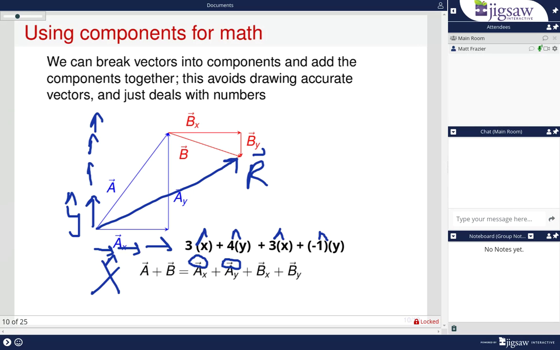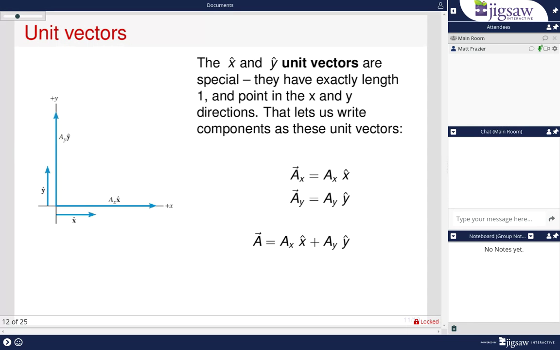But we use multiple copies of the unit vectors to build up these components. And the reason we do that is so that we don't have to actually deal with the vectors themselves. We just deal with components in each direction. These things, a sub x and a sub y, note there's no arrow above them. Right, there's our arrow. There's no arrow on those.